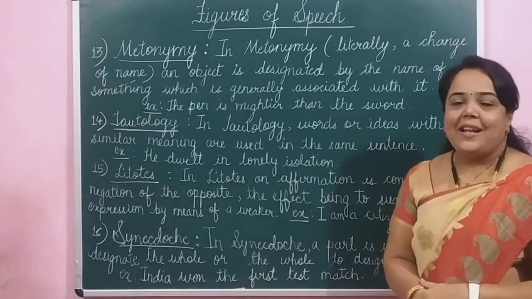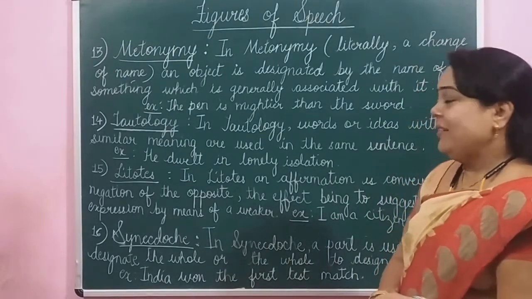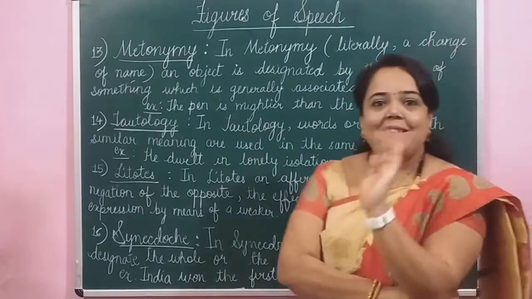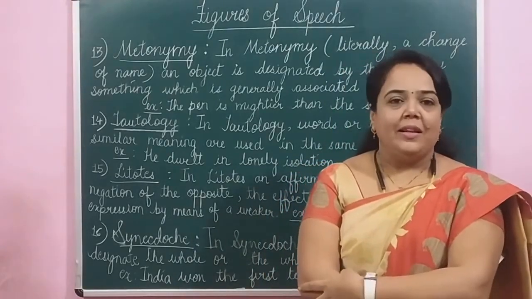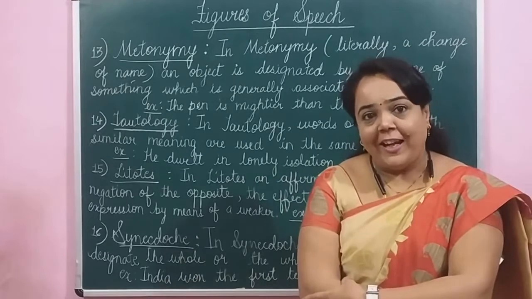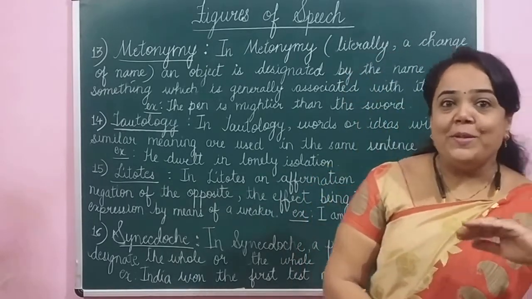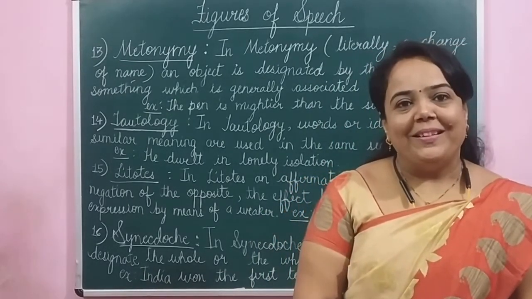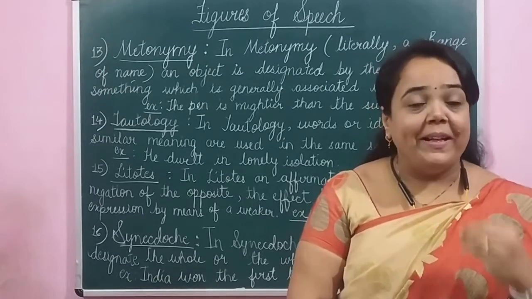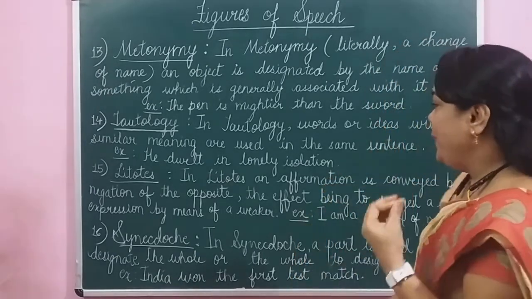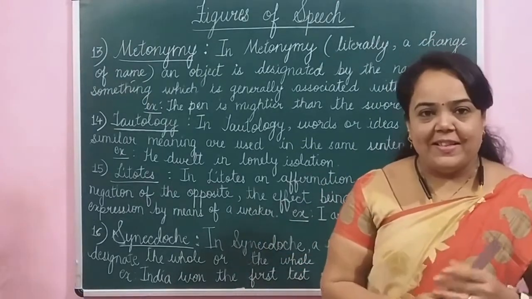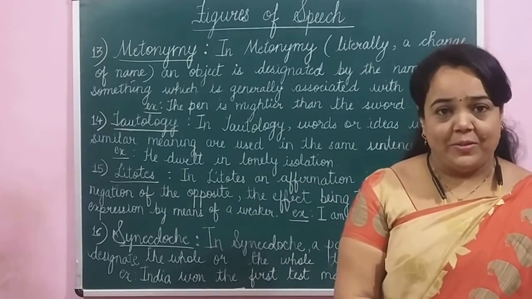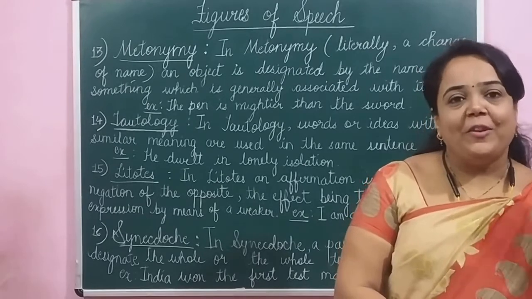Okay. Next is litotes. Now, in this figure of speech, what is done? It is just the opposite of hyperbole. Why? What we do in hyperbole is exaggerate. And in this figure of speech, what do we do? We deliberately make it weaker. Why? Just for emphasis. Instead of saying she is honest, we say she is not dishonest. Okay? So this is just the opposite of hyperbole.